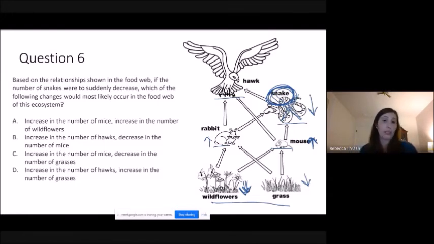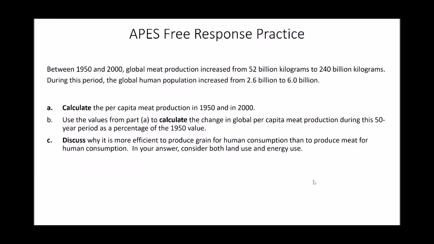Increase in the number of mice? Yes. Decrease in the number of grasses? That's also in our prediction. So that sounds like it might be right, but let's check and make sure. Increase in the number of hawks? Probably not. Increase in the number of grasses? Definitely not. So the best choice here to go with all of our different predictions of these trophic cascades would be C.